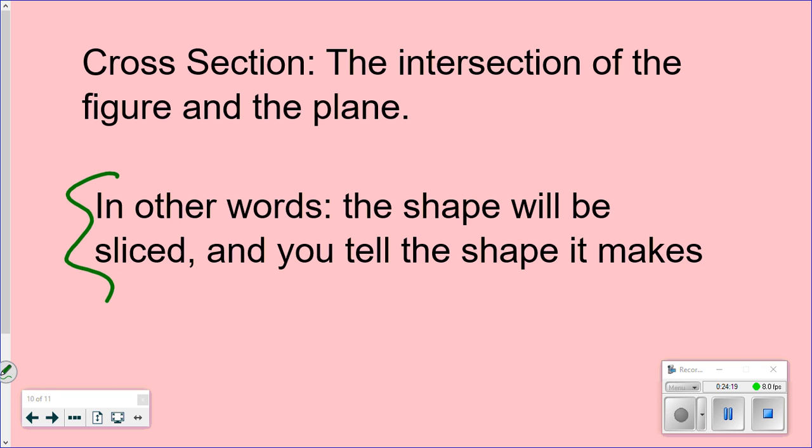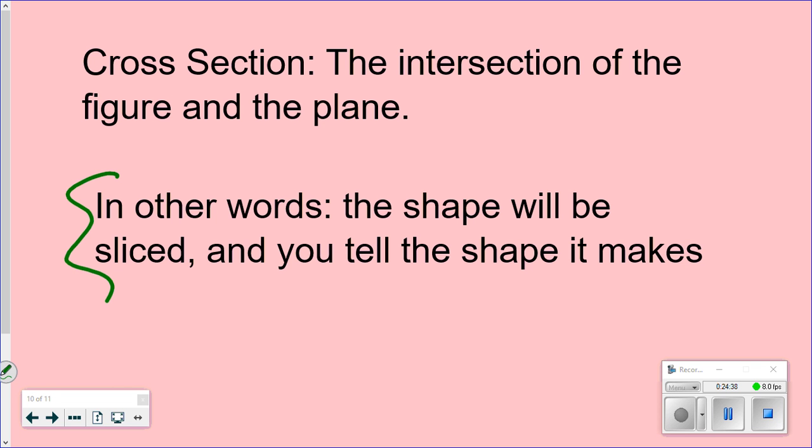Okay, this is how it works. They're going to talk about 3 different types of cross sections. The first one is a horizontal. What's horizontal? Okay. They're going to talk about a vertical. What is vertical? Okay. They're going to talk about an angle.